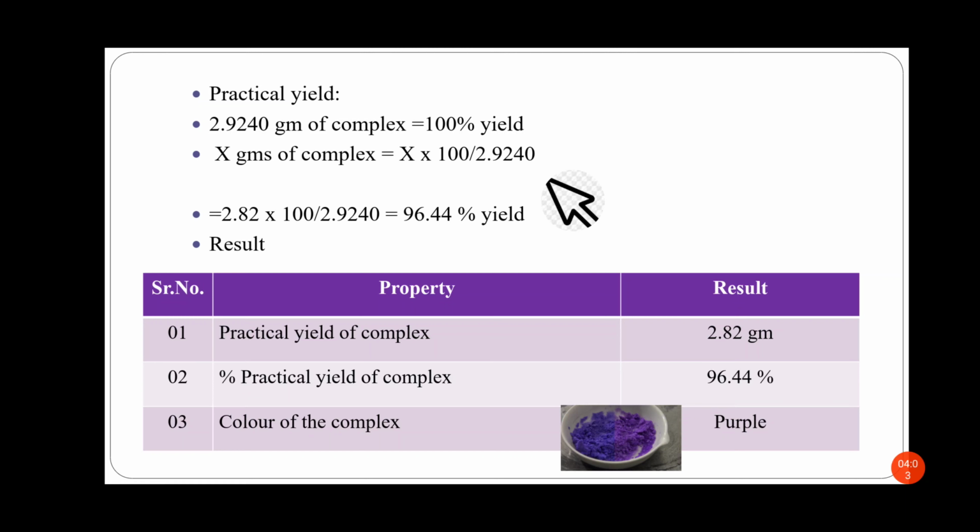Then we have to write the result in a table. The first is the practical yield of the complex that we obtained, which is 2.82 gram. The percent practical yield of the complex we get is 96.44%. The color of the complex is purple, as shown in the evaporating dish in the picture. So in this way we have prepared the hexaamine nickel(II) chloride complex. Thank you.